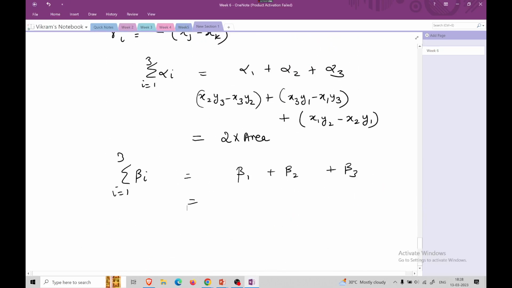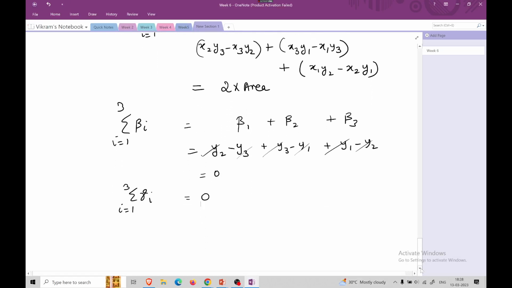We'll just substitute what beta 1, beta 2, beta 3 are. I'll simply write it for clarity: y2 minus y3, this will be y3 minus y1, this will be y1 minus y2. You can see all the terms are cancelling each other, so essentially we will get 0. Similarly, you can try for gamma I also. That will also be 0. For clarity, I will simply expand one and write. Because in the column there is 1, 1, 1, yes, correct.